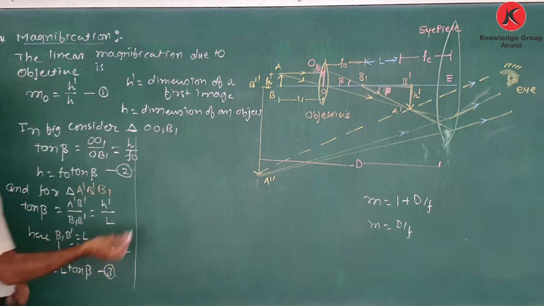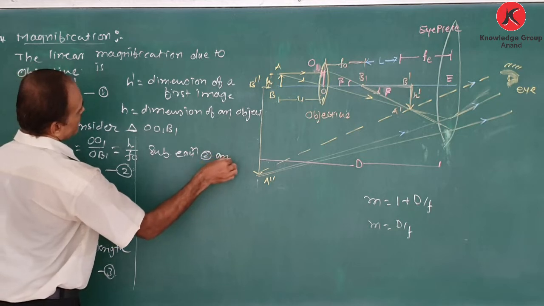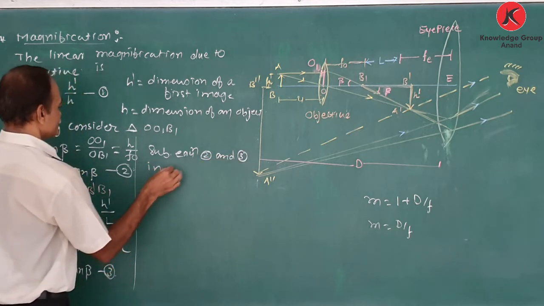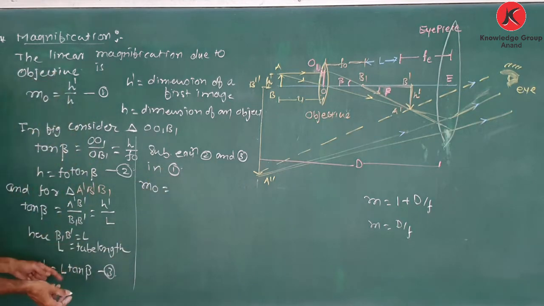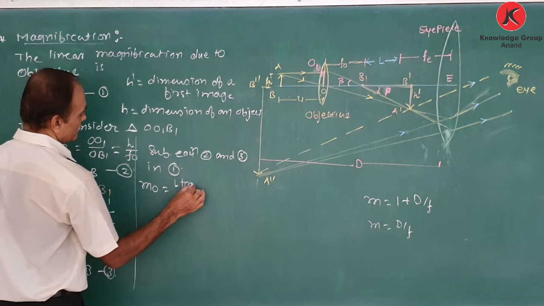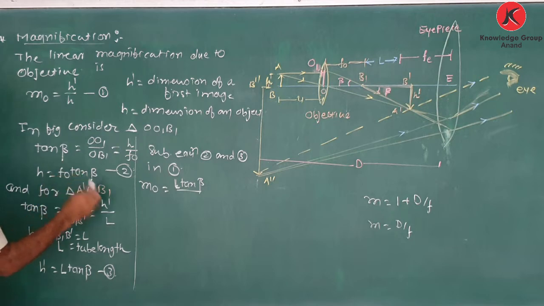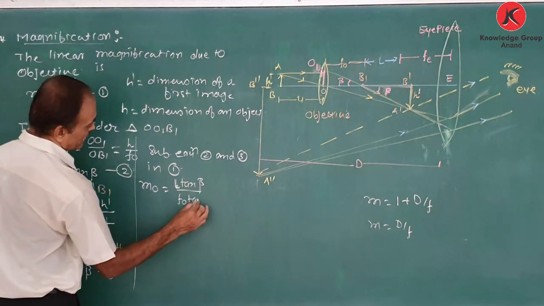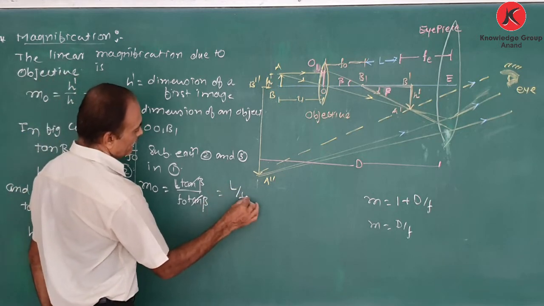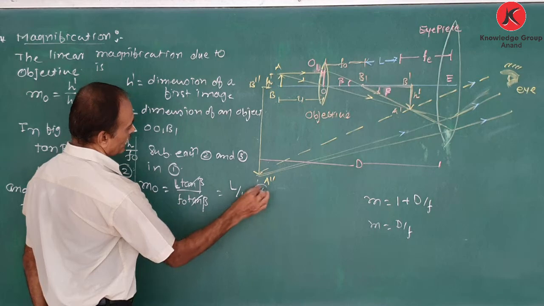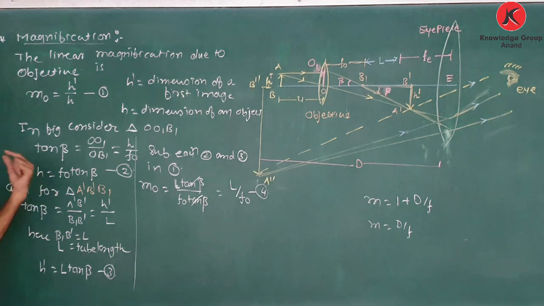Substitute equation 2 and 3 in 1. So we obtain M0 is equal to, now H' is equal to L tan beta divided by, now H is equal to equation 2, F0 tan beta. Tan beta cancel, therefore L upon F0, there is the equation number 4. So that is the magnification for our objective lens.